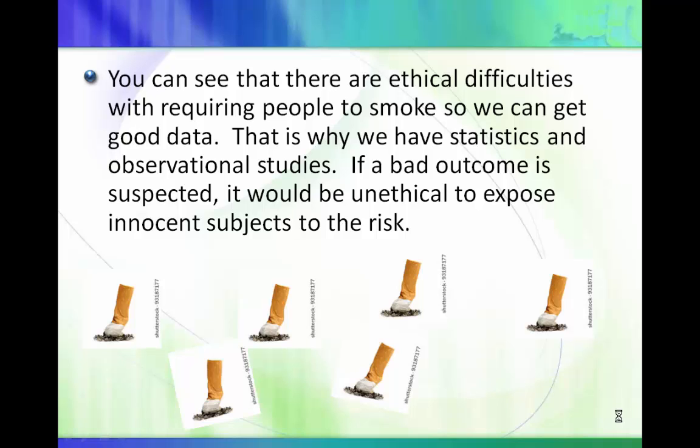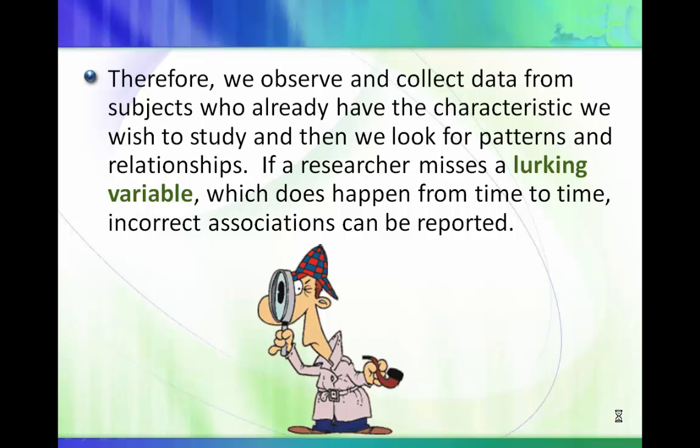That is why we have statistics and observational studies. If a bad outcome is suspected, it would be unethical to expose innocent subjects to that risk. Therefore, we observe and collect data from subjects who already have the characteristic we wish to study, and then we look for patterns and relationships. If a researcher misses a lurking variable, which does happen from time to time, incorrect associations can be reported.